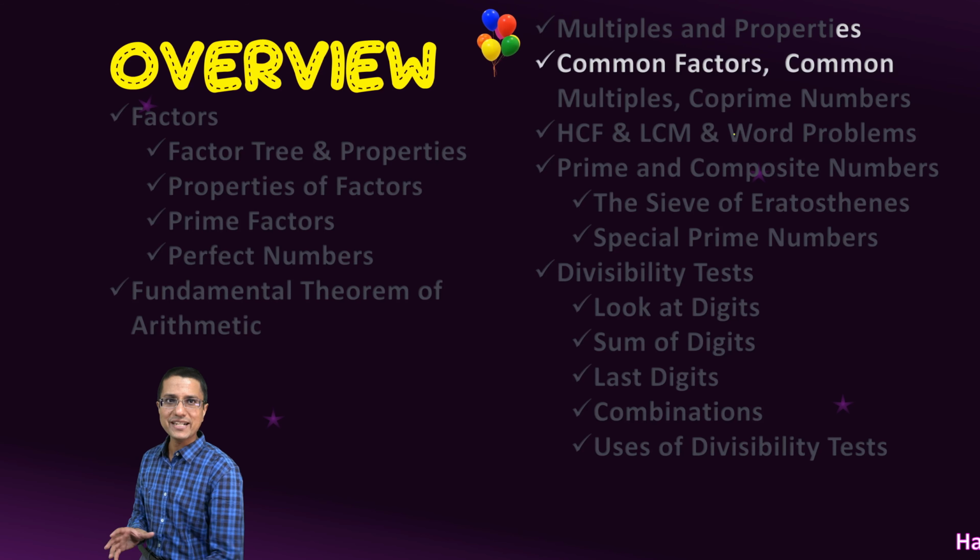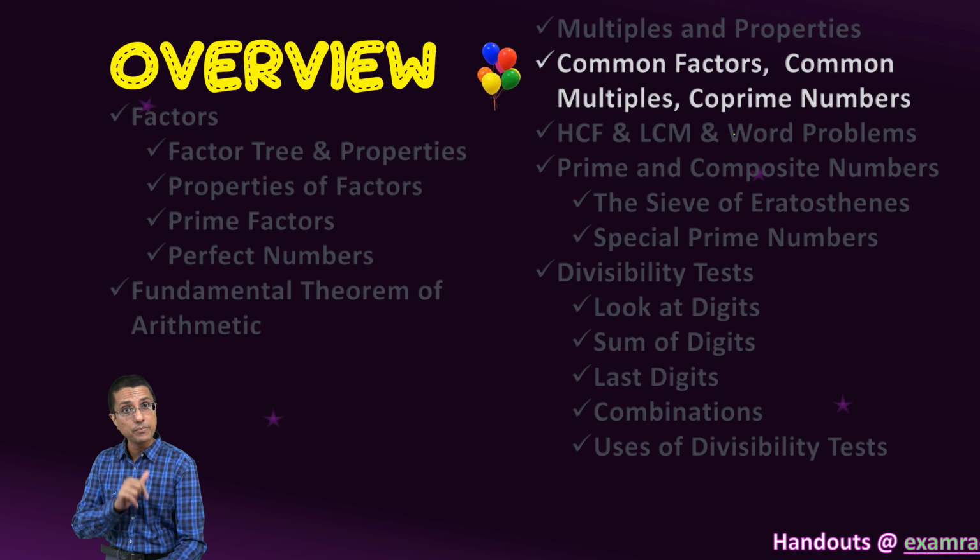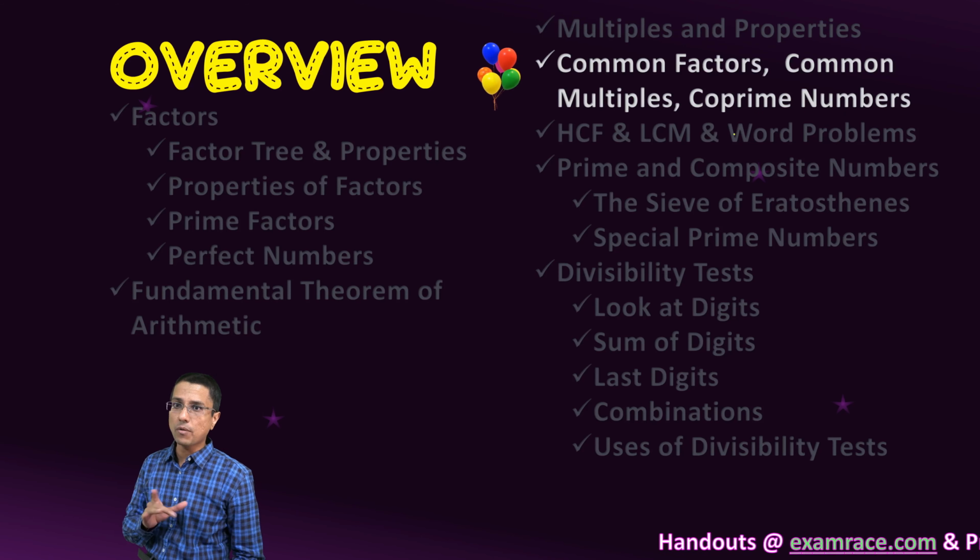Now let's look at some miscellaneous terminology which is very important, mind you: the common factors, common multiples and coprime numbers. So what do we mean by that? First we start with common factors. Here I have shown the prime factorization of two numbers, 84 and 24. Very simple, not difficult at all.